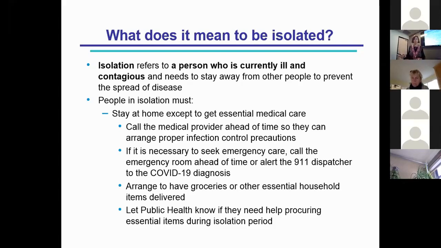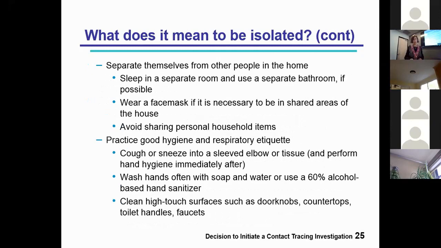You need to call your medical provider ahead of time if you need to go to your provider so that there can be appropriate infection control procedures set up at the site that's receiving them. If you have to go to the emergency room, if you're feeling really sick, you need to go to the hospital, you dial 911. The dispatcher should know that you have COVID-19. So these are all the things you're going to go over with people on the phone. If they are a case, you want to make sure they understand these things. If they need groceries or other essential items, they need to be delivered. If they can't get them delivered, then they should contact public health and let them know.